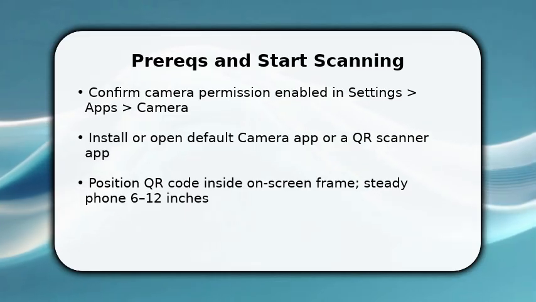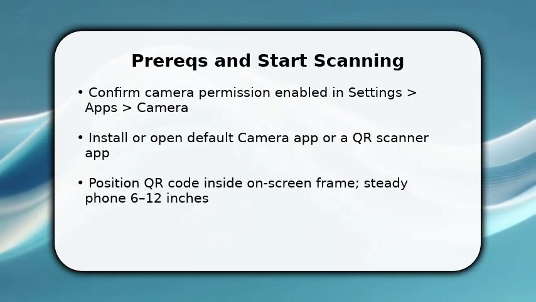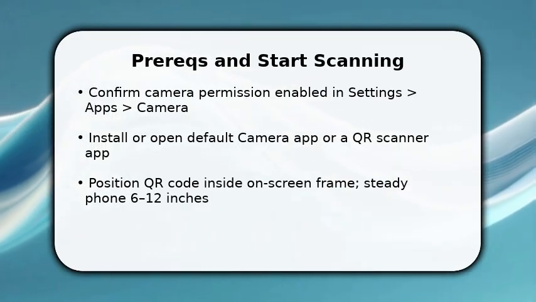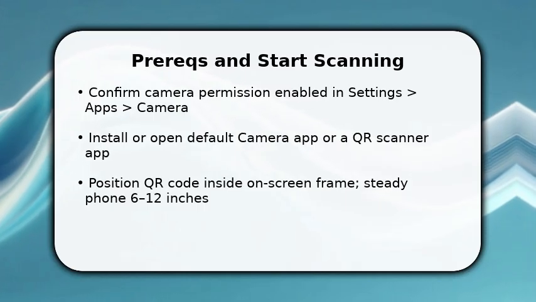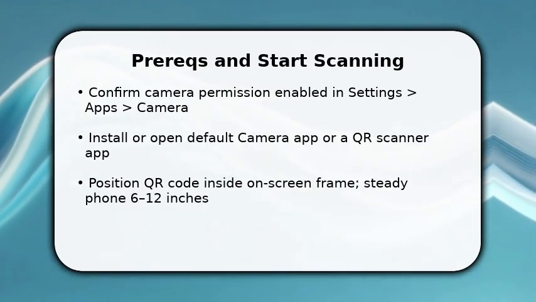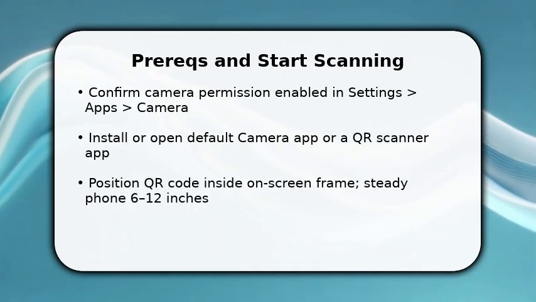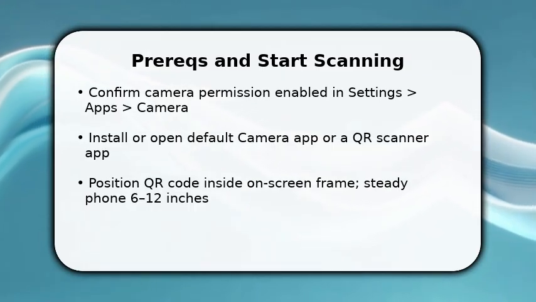You start by granting camera permission. This lets the app access the lens immediately. Next, open the camera app or a trusted QR scanner. Point the phone so the code fills the center frame and hold steady. Autofocus reads most codes automatically.